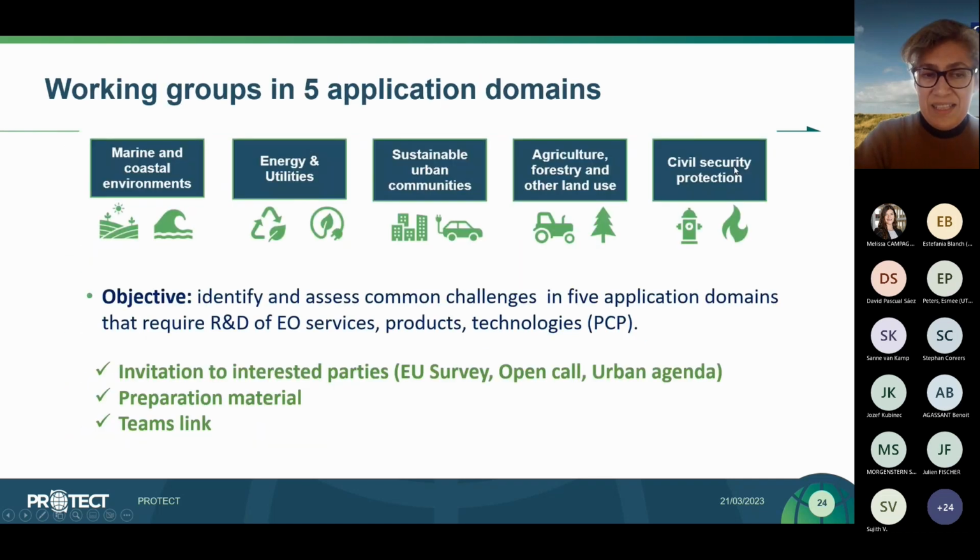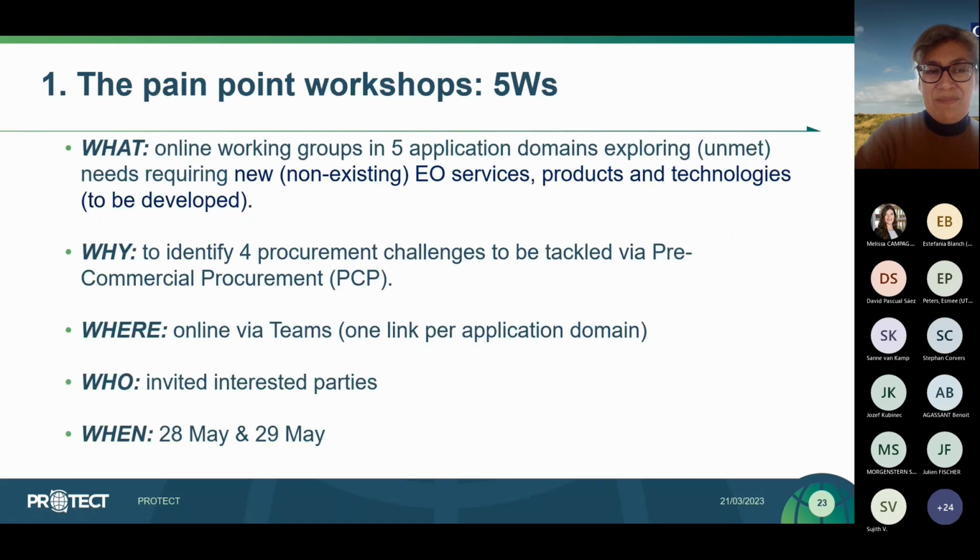So what are the pain point workshops? These are online working groups in the 5 application domains of PROTECT, and we will be exploring the unmet needs that require non-existent climate services based on Earth observation, whether it's new products, services, or technologies that need to be developed, because we want to know if there is room for R&D, room for innovation, to be tackled by pre-commercial procurement specifically. So why? We want to identify at least 4 procurement challenges for the pre-commercial procurement.